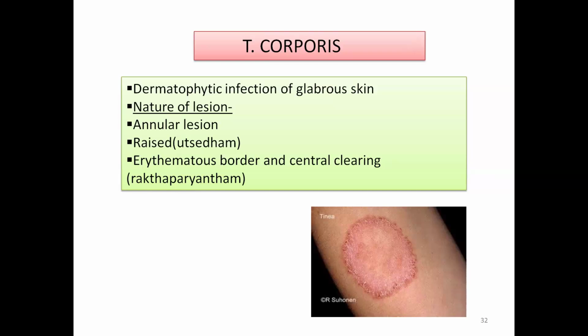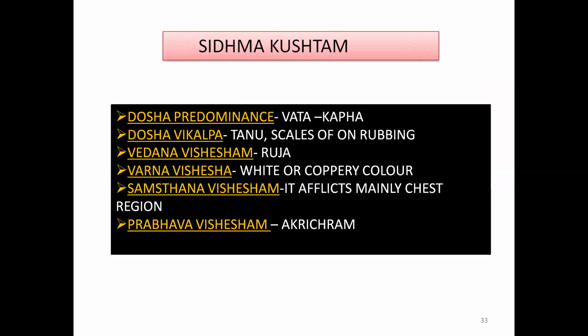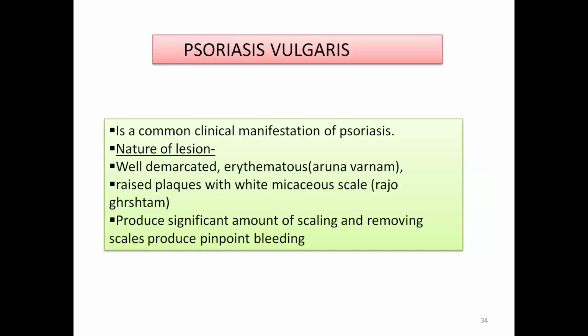Rakta Paryandam, Andasnigdam. Here, Sitma Kushta, Vadagabha dominance, dosha dominance. Scales off on rubbing, and the color will be white or coppery. If it afflicts mainly the chest region, Samsthana Vishesha, and Akritsa. That can be correlated with the psoriasis vulgaris.